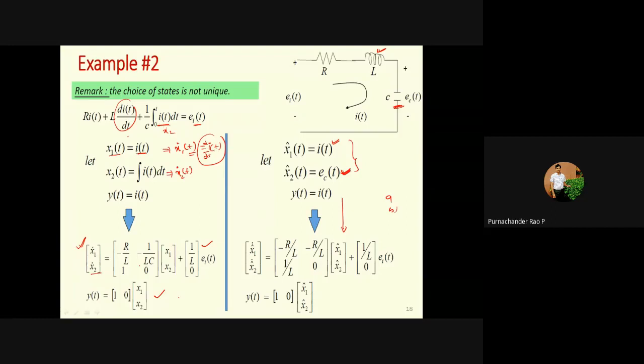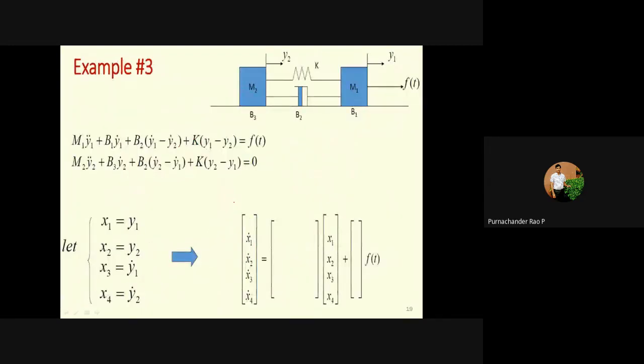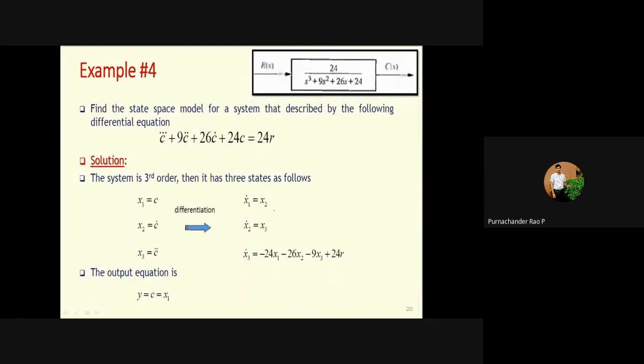Okay, so the values may change, your response is going to be the same. But these are two different ways of representing your RLC series circuit by choosing different state variables. అలాగే ఇక్కడ ఇచ్చిన సిస్టమ్ మీరు టూ ఈక్వేషన్స్ రాసేసి, ఈ ఈక్వేషన్స్ లో నుంచి కూడా then you can convert it into the state space model. This is one type of problem. Okay, so this is another type, it is very important now.